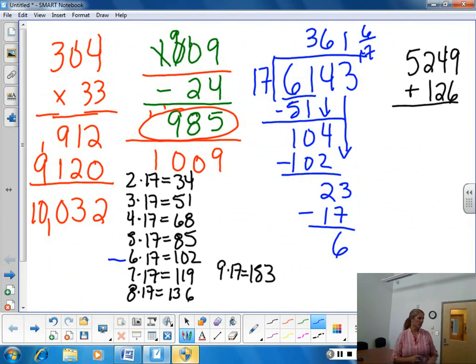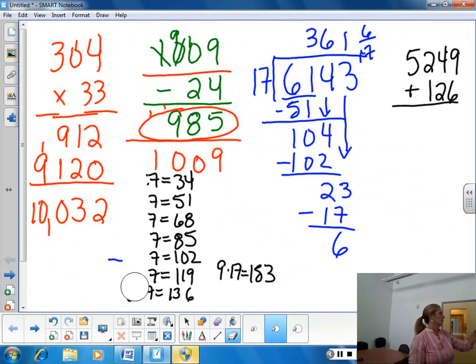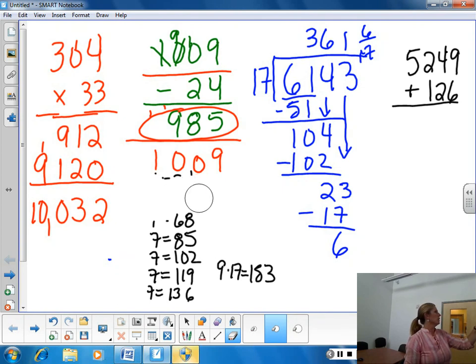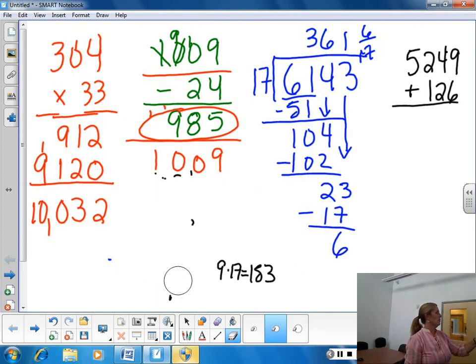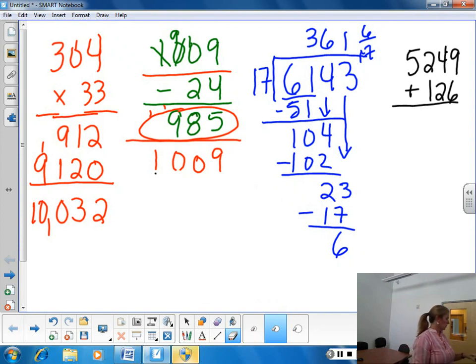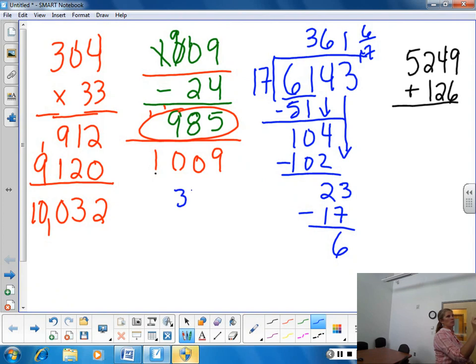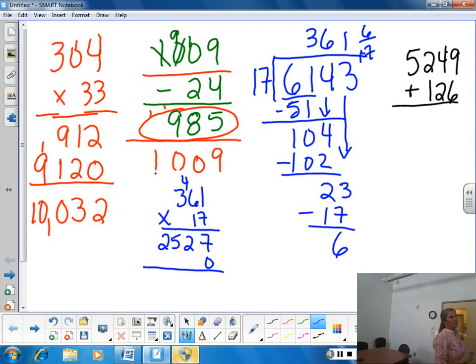How do you check that? You should have been checking your division problems all along because it's so helpful to feel good about a problem and walk off and go, I know I got that right because it worked out when I checked it. And that is to take your quotient, 361, and multiply by your divisor, which is 17. And you can do the multiplication off to the side like I'm doing.